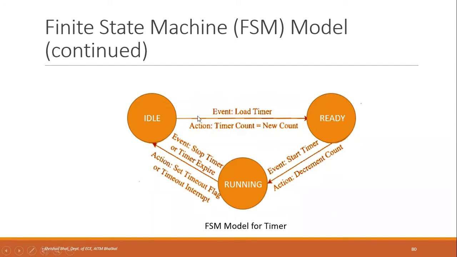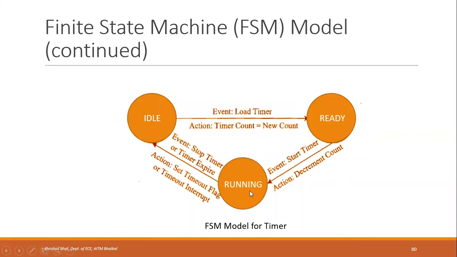So in the idle state, you load the timer, then it will go to the ready state. The action performed when going to the ready state is that the timer count will be the new count. New count means if it is 10 seconds, then 10 seconds. If it is 5 seconds, then 5 seconds. Then in the ready state, if you start the timer, it will go to the running state. When you start the timer, it will start decrementing the count, like 10, 9, 8, 7. It will keep counting till it becomes 0. So it decrements the count, and that means it is in the running state.